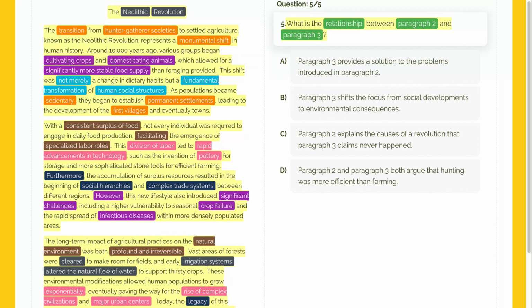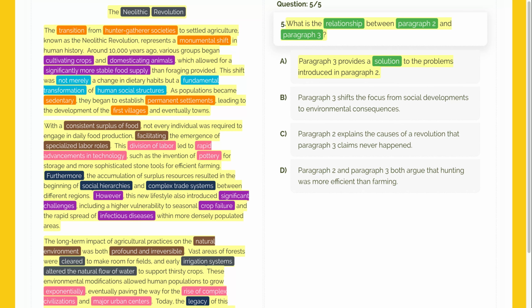Let's evaluate option A together. Paragraph 3 provides a solution to the problems introduced in paragraph 2. This option claims paragraph 3 gives a solution. Paragraph 2 mentioned problems like disease and crop failure. Does paragraph 3 solve these? No. It actually mentions more issues like forests were cleared. Paragraph 3 describes more consequences, not solutions. This option is incorrect.